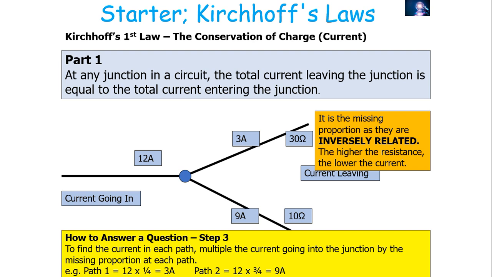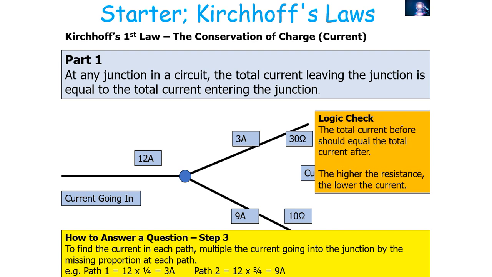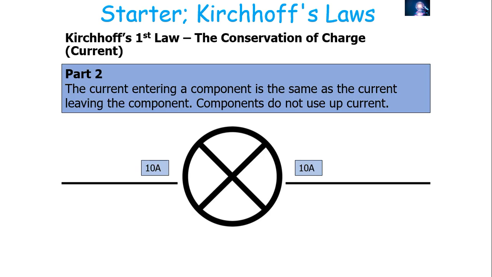So because path 1 takes 3/4 of the resistance, you multiply by the missing proportion, which is 1/4. So it's 12 times 1/4, which is 3 amps. Now that's, like we said before, because resistance and current are inversely related. Now you should always, when you're checking your answers, have a logic check. The logic check in this example is that the total current going into the junction must equal the total current after the junction, and the higher the resistance of a path, the lower the current it should have.